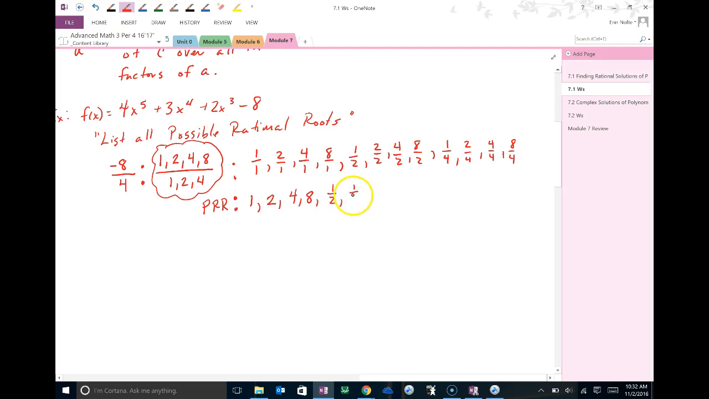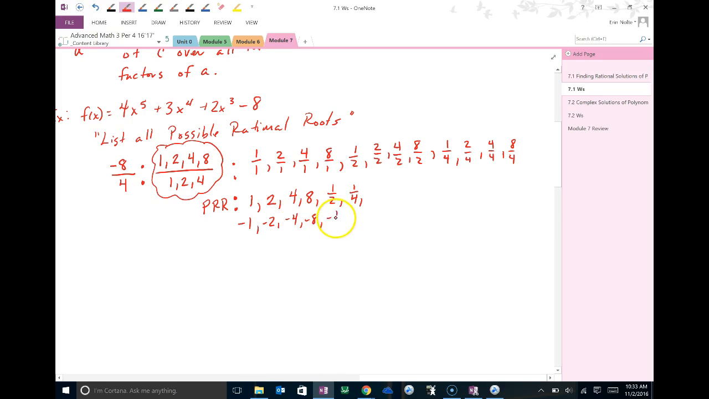So then I have 1/4, 2/4 which is 1/2, I've got that. 4/4 is 1, and 8/4 is 2. Then I would also have all of their negative versions as well.